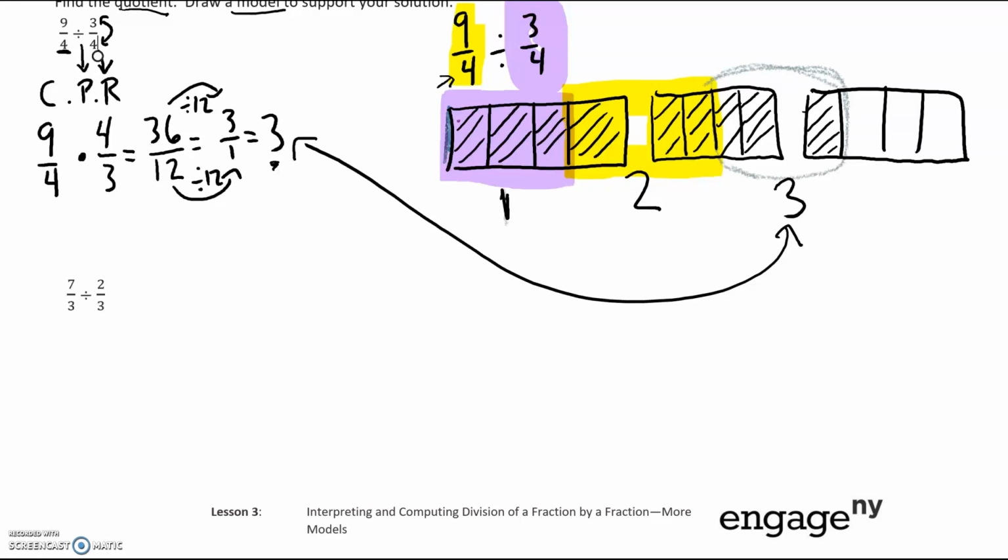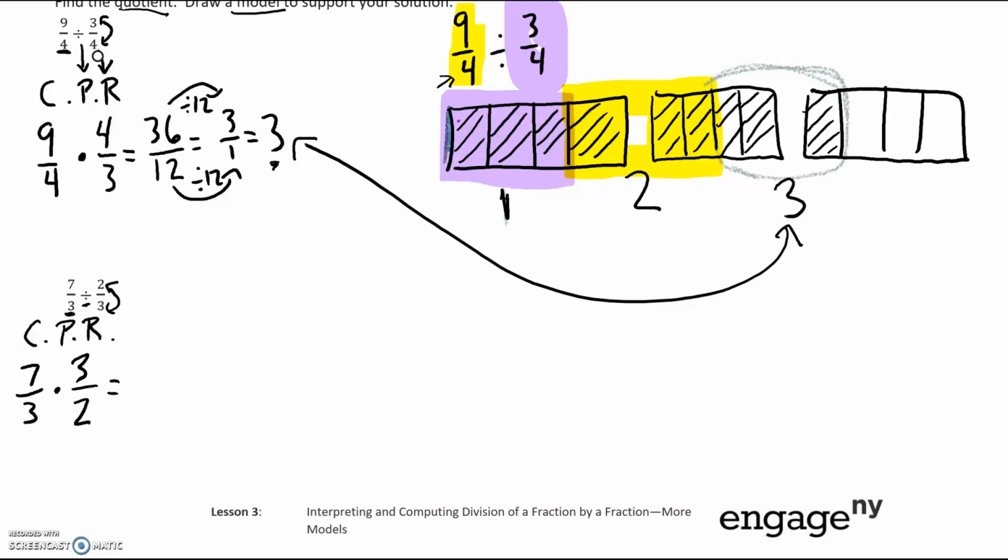All right, let's try this one now. So I'm going to do the same thing. I'm going to use my equation. So I'll use my process of CPR. So I copy the first. So I just write the exact same down. I poof the second part. So that changes to multiplication. And the third is reciprocate, or I reverse them. So that will be 3 halves.